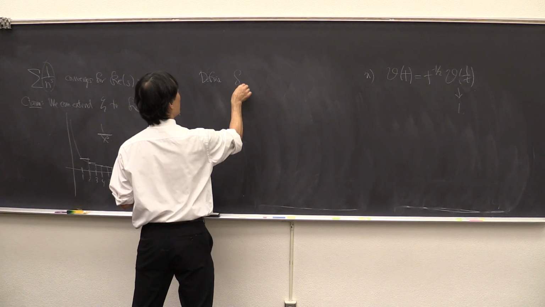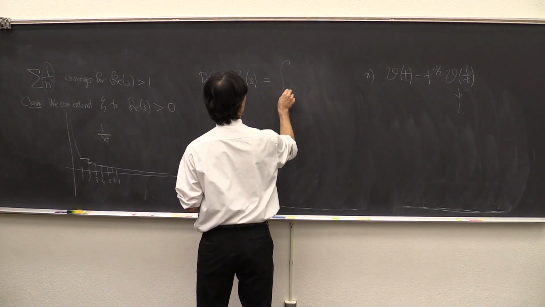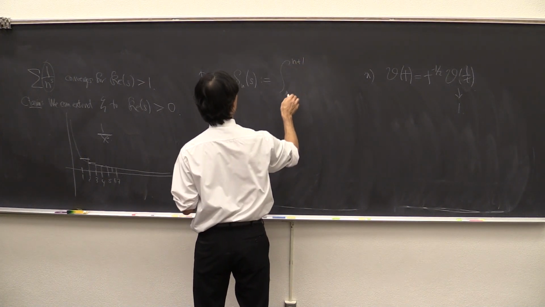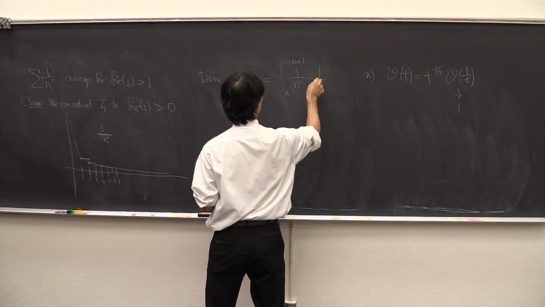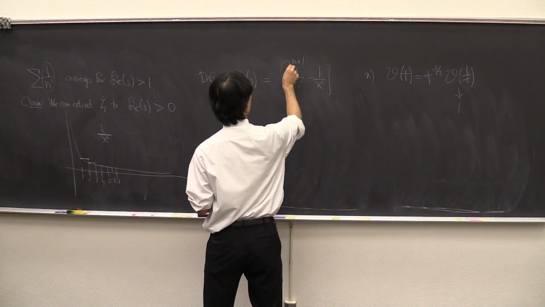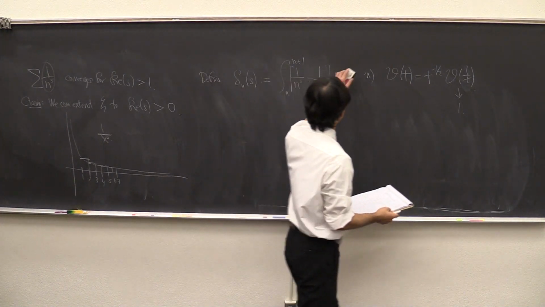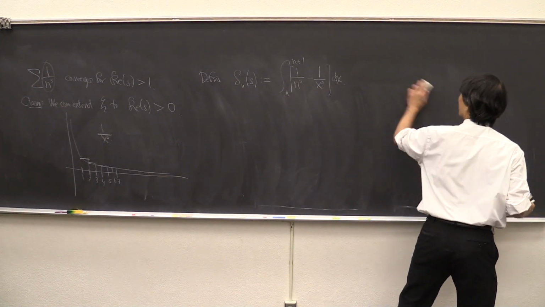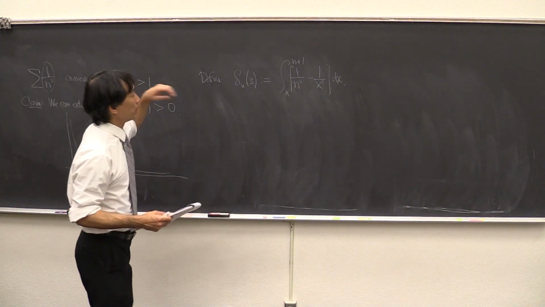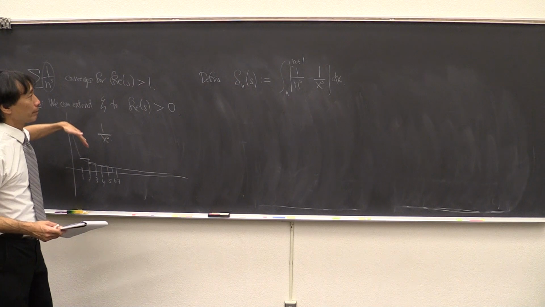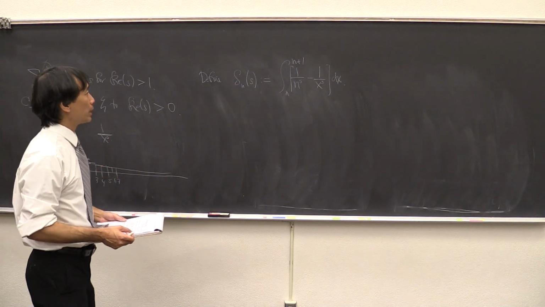Define delta sub n of s as the difference on the nth interval between 1 over n to the s and 1 over x to the s, defined as the integral of the difference over that nth interval. So s tells you what curve you're using.